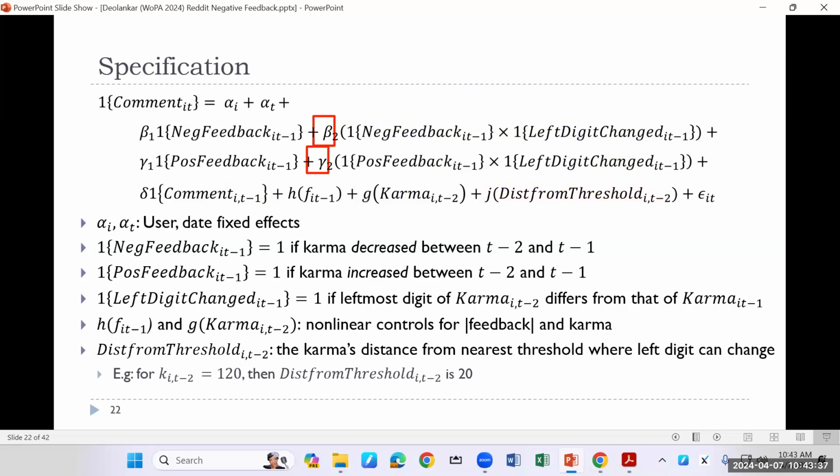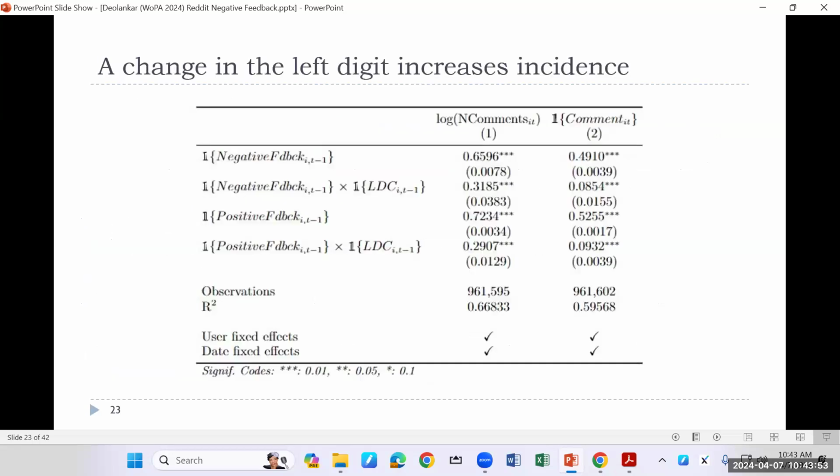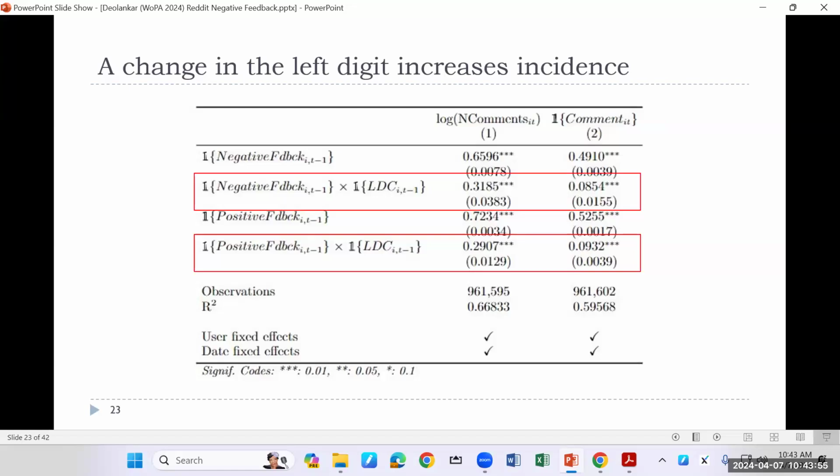Now, the key thing we want to test is whether there is a differential effect of negative feedback when that negative feedback is exogenously accompanied with the left digit change versus when an equivalent amount of negative feedback is received but is not accompanied with the left digit change. So that's our identification idea. And we test that by estimating this regression, and the sign of the coefficient is what will inform us about the direction of the effect of negative feedback.